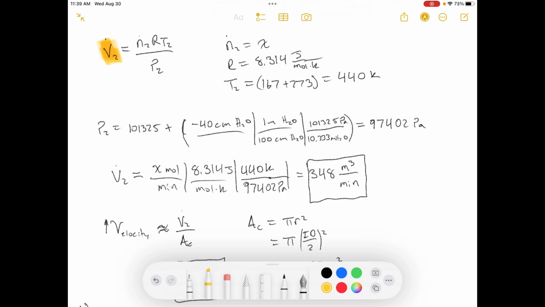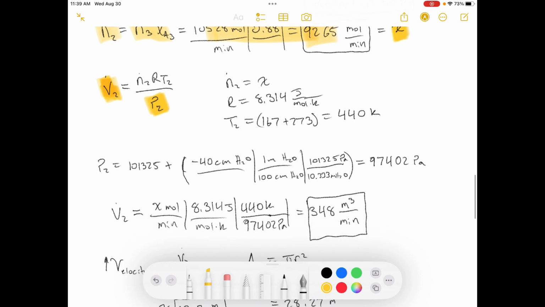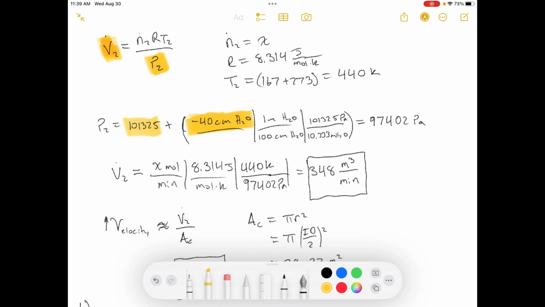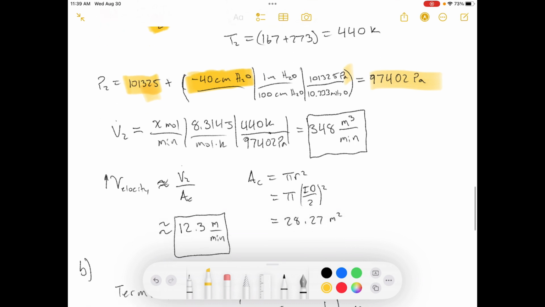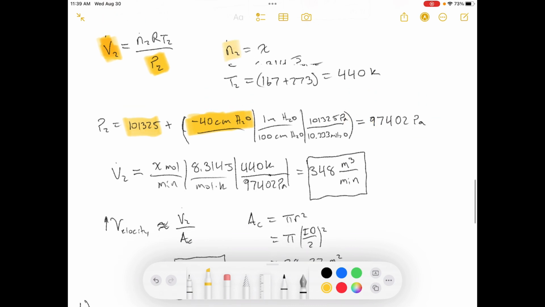So we use our gauge pressure, right? This is P2, but they said it's atmospheric pressure plus a slightly negative pressure, right? So we have to convert our inches of water into pascals and then add it to the pascals over here. We get a little bit less than atmospheric pressure in pascals there. So now we've solved for our number of moles.